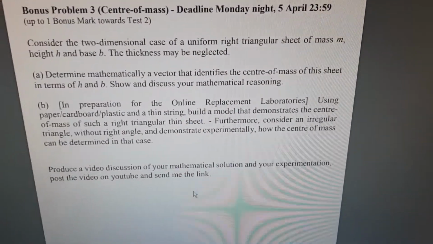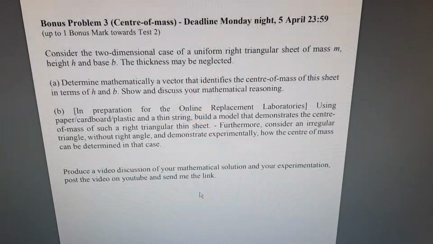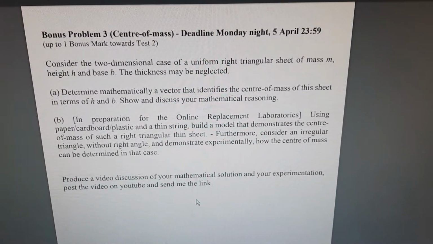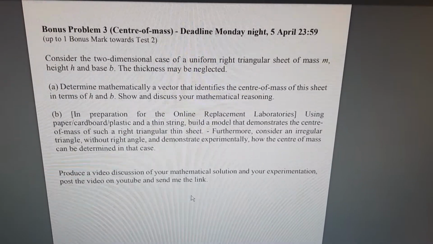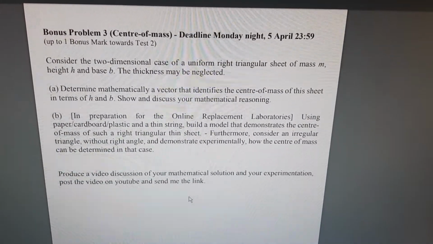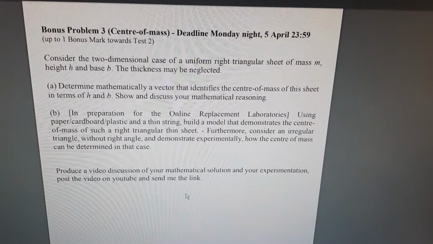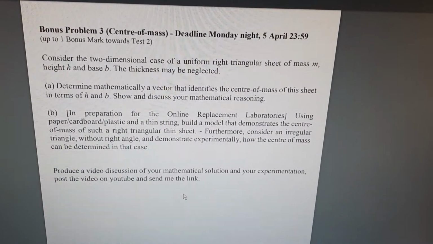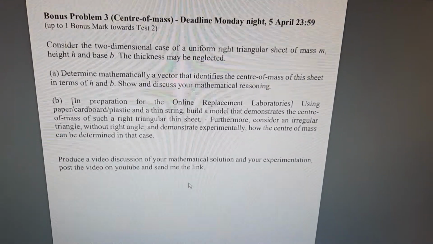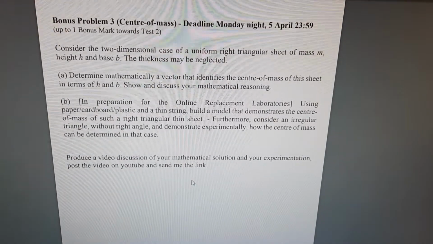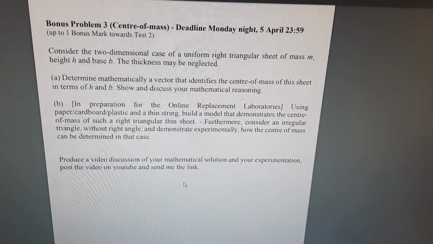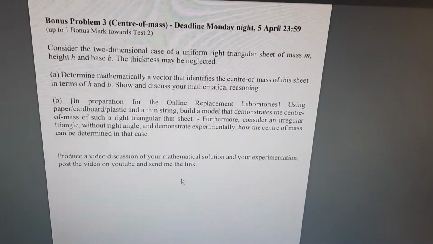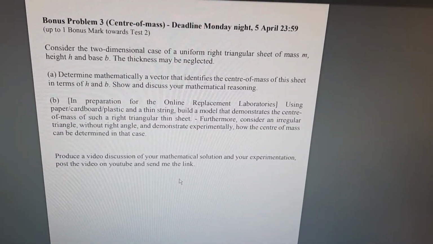Alright, so good evening. We have a problem here for center of mass, considering the two-dimensional case of a uniform right triangle with mass m, height h, and base b. So we have to determine a vector that identifies the center of mass in terms of h and b, and also build a model of paper, cardboard, plastic, and a string that demonstrates the center of mass.